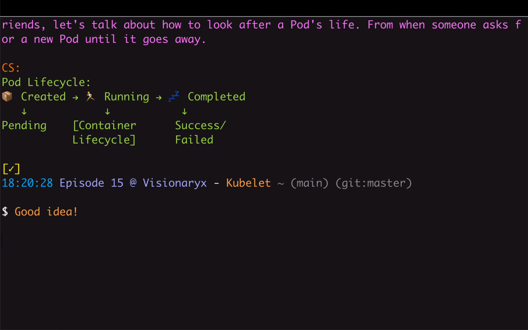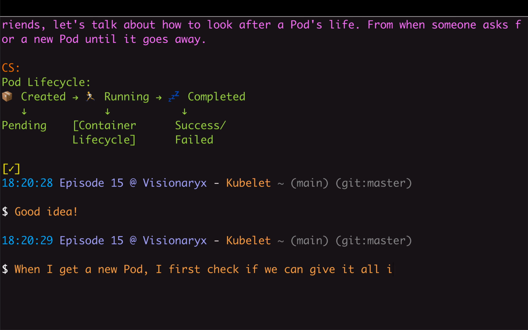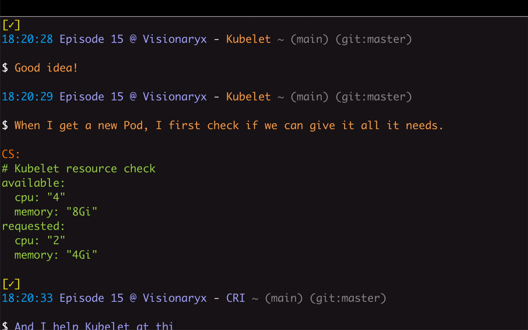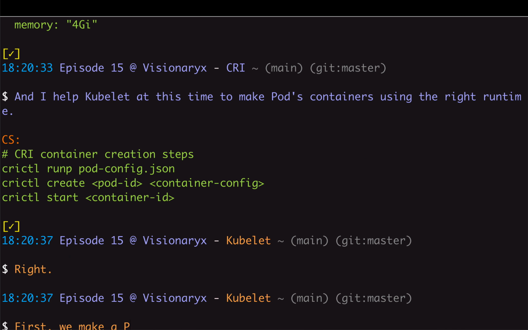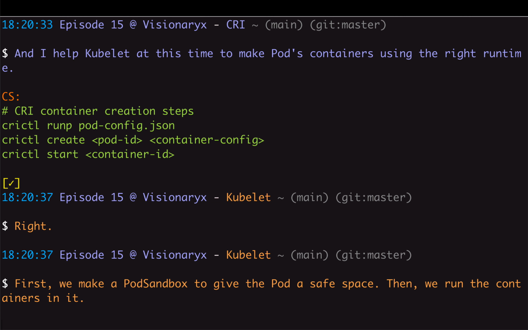Friends, let's talk about how to look after a pod's life, from when someone asks for a new pod until it goes away. Good idea. When I get a new pod, I first check if we can give it all it needs. And I help Kubelet at this time to make pods containers using the right runtime. Right. First, we make a pod sandbox to give the pod a safe space. Then we run the containers in it.